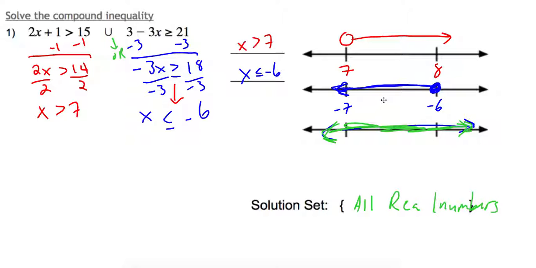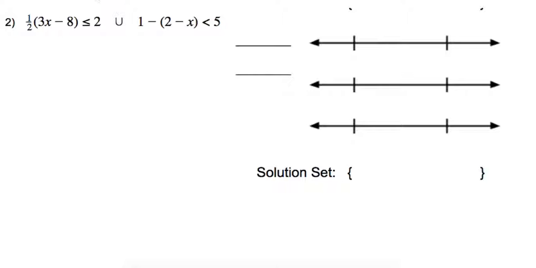Since when I overlap these two lines, it points both directions forever, my x could really be anything, and one of these equalities will be true. Let's take a look at another example.